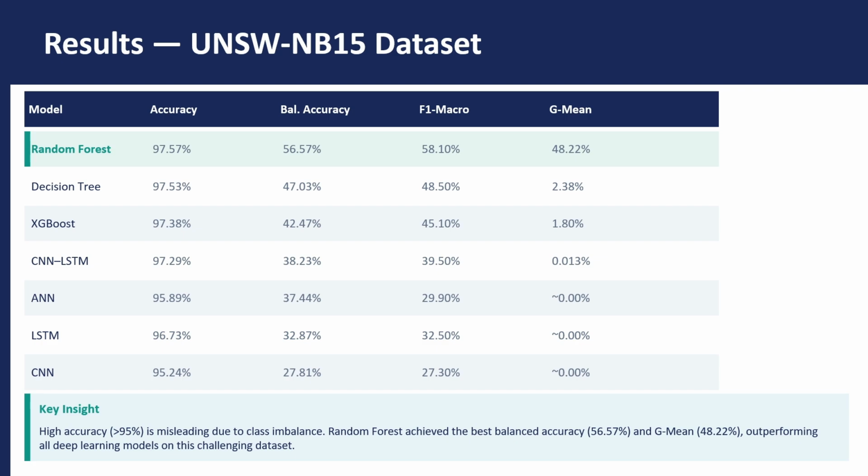By these metrics, Random Forest was the clear winner, achieving 56% balanced accuracy and 48% G-mean. Every other model, including all deep learning models, performed worse. What is striking is that the CNN-LSTM, despite its complexity, achieved nearly a 0 G-mean, meaning it failed to detect minority class attacks on this dataset. The same is true for ANN, LSTM, and CNN. The takeaway here: complexity doesn't equal performance when the data is challenging and imbalanced.